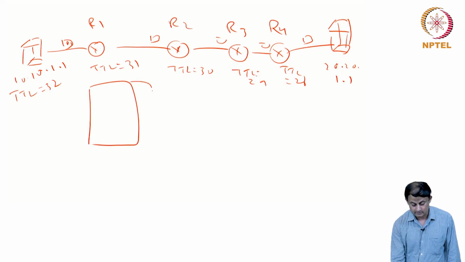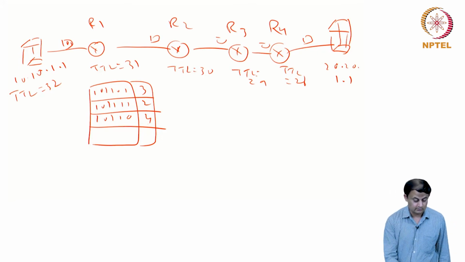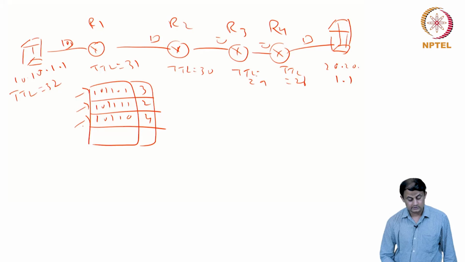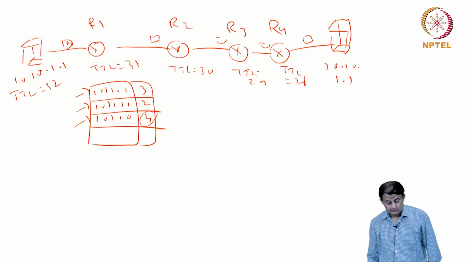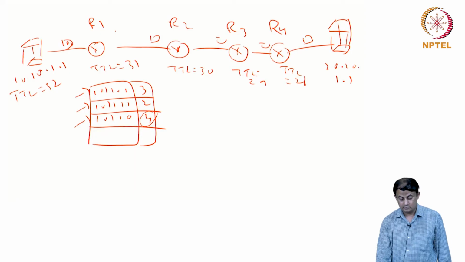So every routing table has an entry like this: you have some binary sequence and the corresponding port number, then a second binary sequence and corresponding port number, and a third binary sequence and the port number. So when packet P1 arrives here, you pick up the destination IP address, consult here, compare with this one, compare with this one, compare with this one. Wherever you find the match, you send it to that particular port number. So this operation is happening at every router, in R1 and R2, R3 and R4.